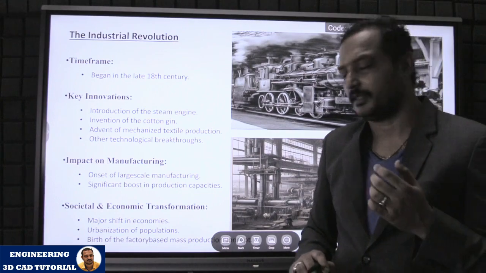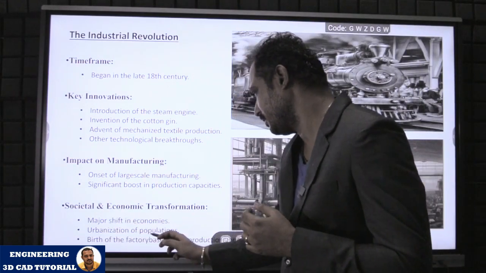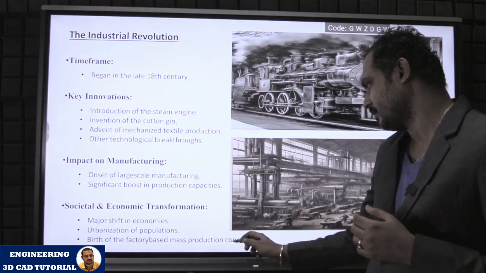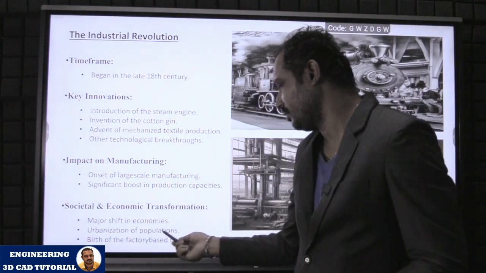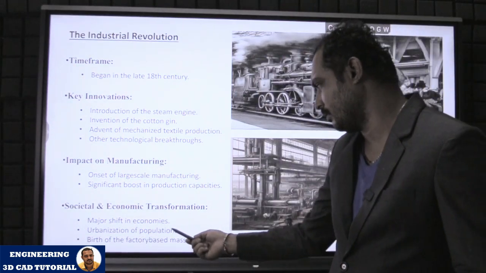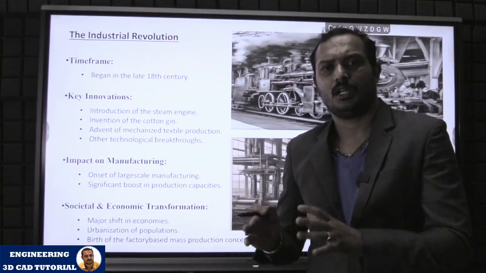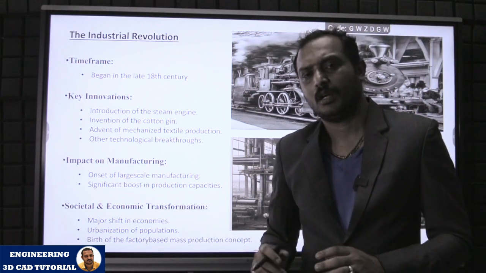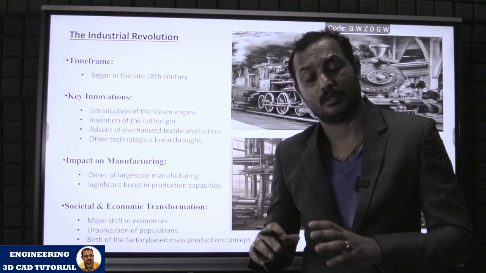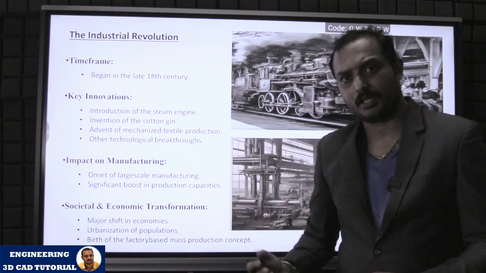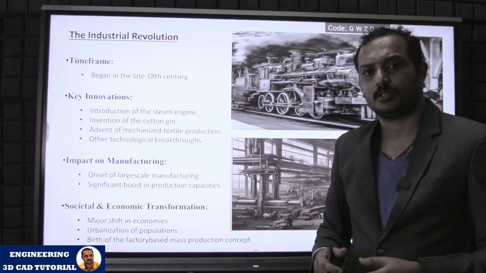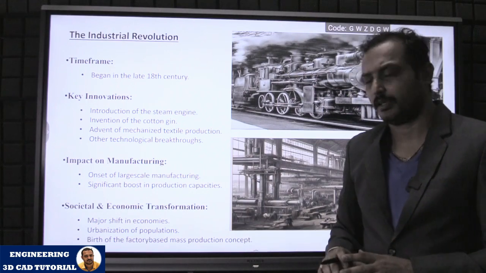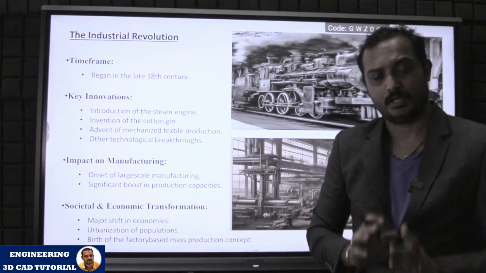So other than that, if you see urbanization of the population, birth of the factory based mass production concept. So I told earlier, see, urbanization of a population. Previously where the water is available, there the civilizations started, and depending on the agriculture to generate the food products, they have started remaining in the river banks, and they have started agriculture as a major source of food.